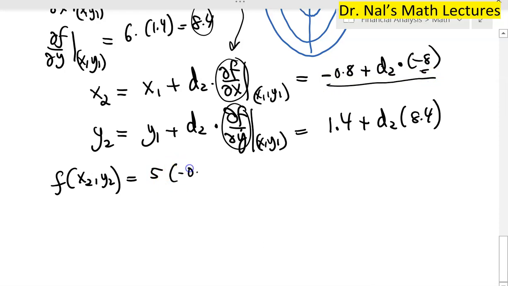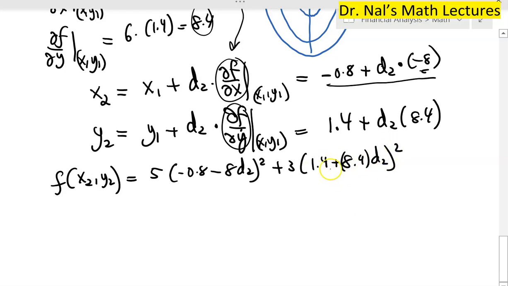So that's minus 0.8 plus, sorry, minus 8d2, squared, plus 3 times 1.4 plus 8.4 d2, squared. That's it. So all we now need is to take the derivative of this function with respect to d2, and set it equal to 0 to find the value of the function.